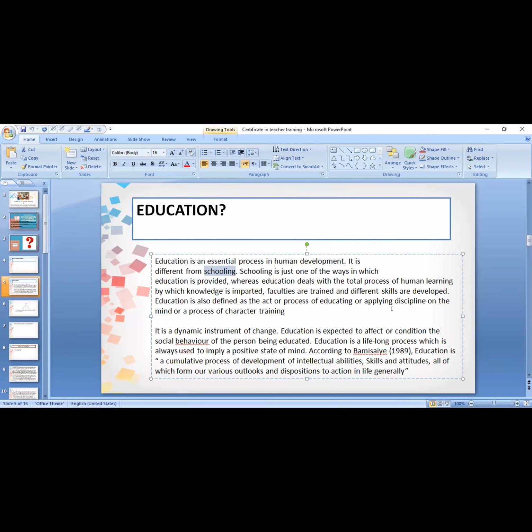Schooling is just one way in which education is provided. It is one of the means of educating oneself and educating children. Schooling is not the total education that a child needs, but it is just one means of providing education to children. Whereas education deals with the total process of human learning by which knowledge is imparted, faculties are trained and different skills are developed. Okay.